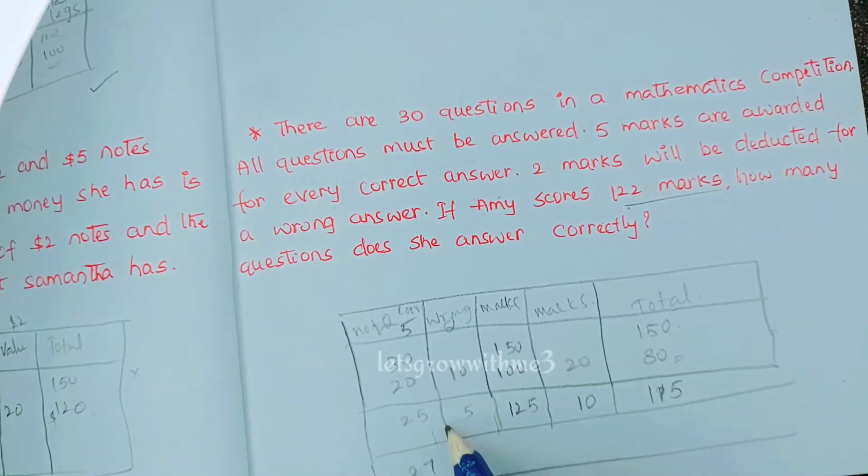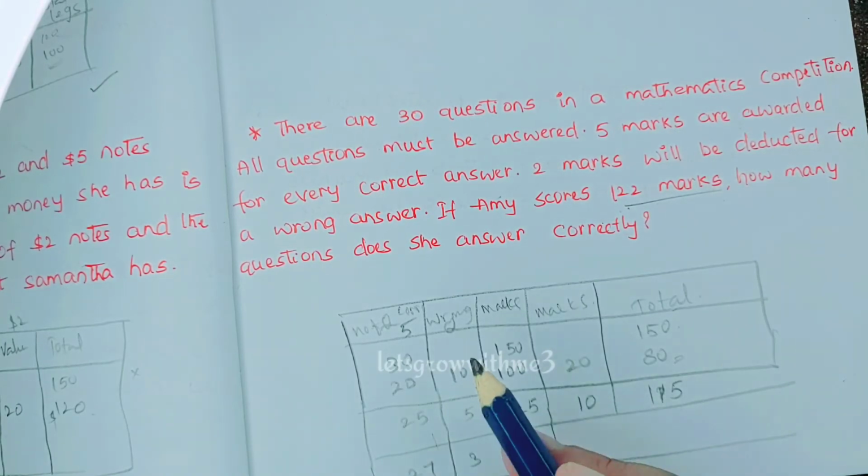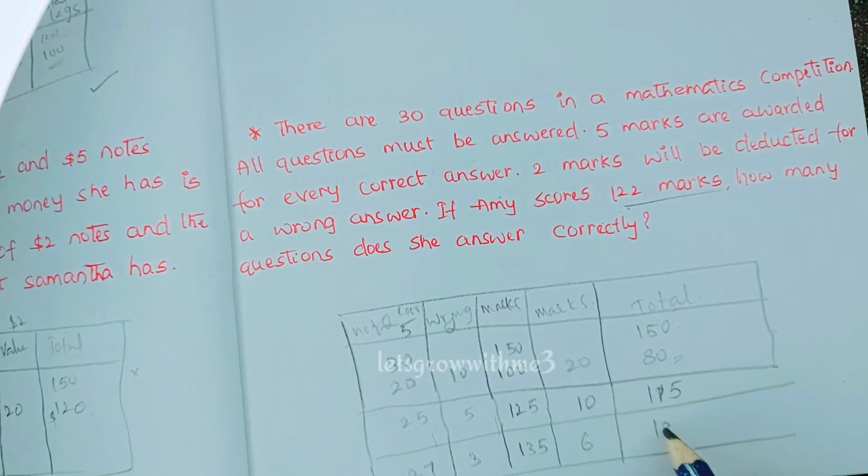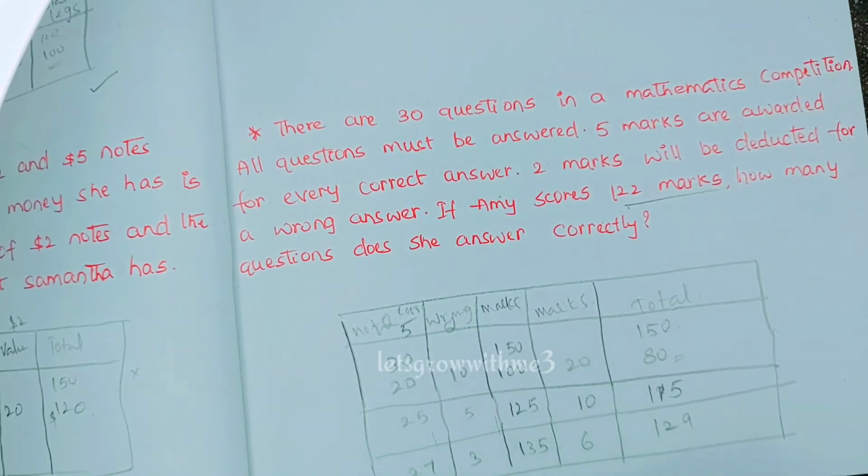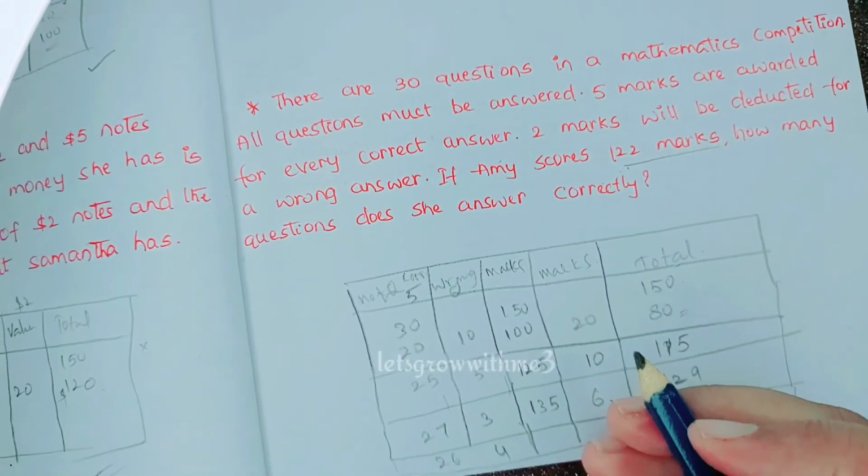Okay, let me do the next one. Because it's not too far, I will increase slowly now. So 27 I will increase, and then 3 wrong questions. So 27 times 5 is 135, and 3 wrong means 6. So 135 minus 6, the answer is 129. So again it's more, which means the number of correct questions is too high. That's why I got more marks, but I am supposed to get fewer marks than this.